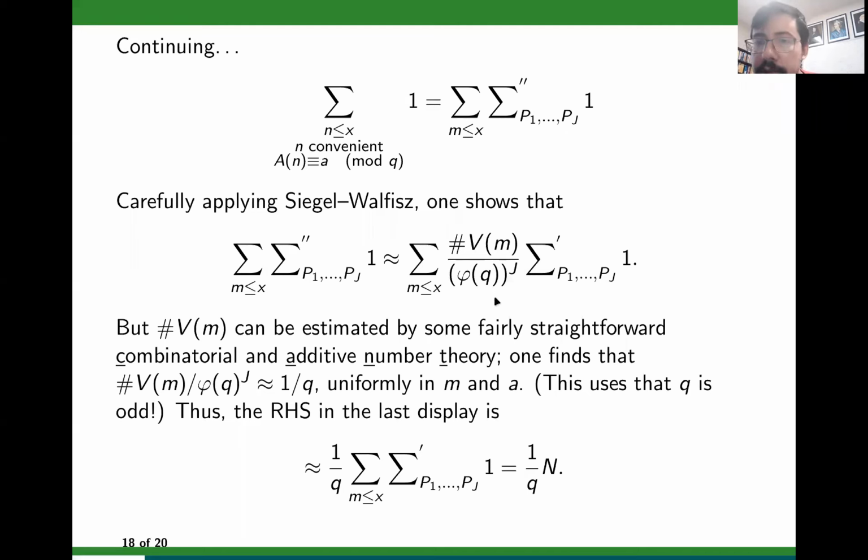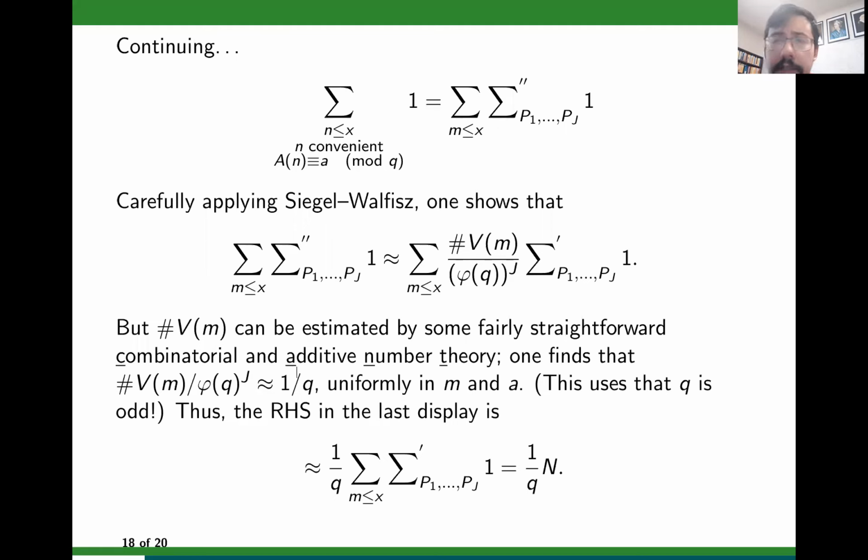What is this proportion, size of V of m over phi of q to the j? Well, this can be estimated by some fairly straightforward combinatorial and additive number theory, some fairly straightforward CANT. One finds that no matter what m is, the proportion of coprime residue classes which sum to what we want it to, so little a minus capital A of m, is always more or less the same. It's always 1 over q.